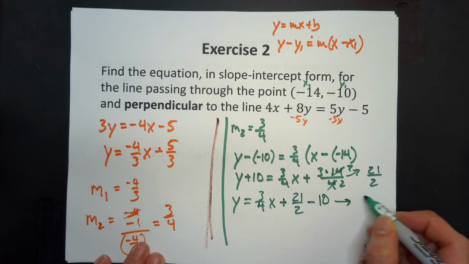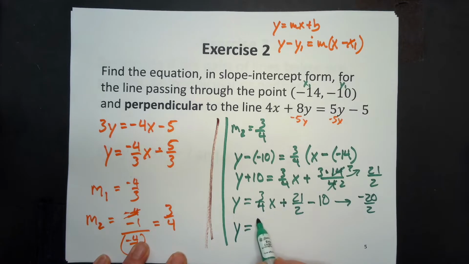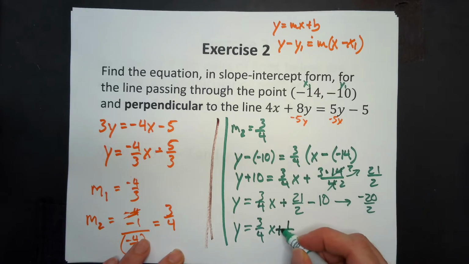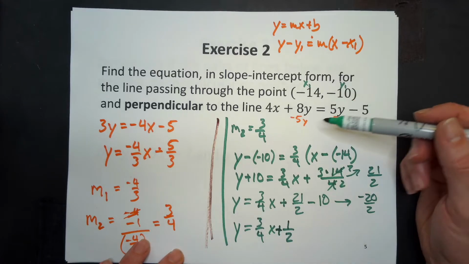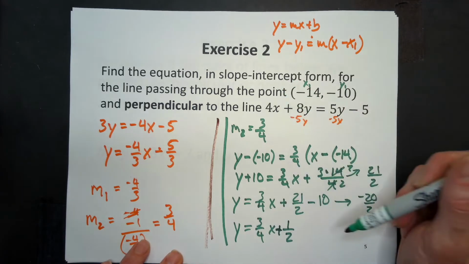Now I'm going to rewrite negative 10 as negative 20 over 2, so I have the same denominator. And then we have that y equals 3/4 x, and so then that's going to give me positive 1/2. All right, and so this is the equation of our second line. It's in slope-intercept form. Sometimes I'll ask for standard form, so be aware of that.